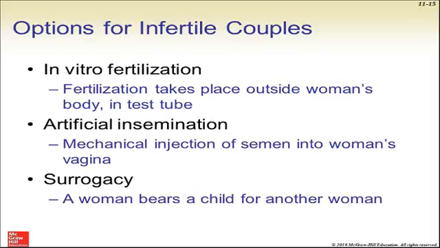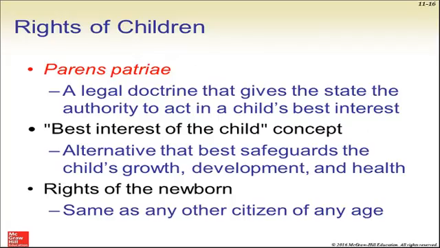Children have rights, and there are laws that regulate that. The one in red is the one I want you to focus on, parens patriae. And that's a legal doctrine that gives the state the authority to act in the child's best interest. So it's that concept of if something bad is going on, the state can step in based on the child's best interest. So an example, a state agency removes a 10-year-old child from the home of parents who abuse him. The legal doctrine that allows the state to act in the best interest of the child is parens patriae.